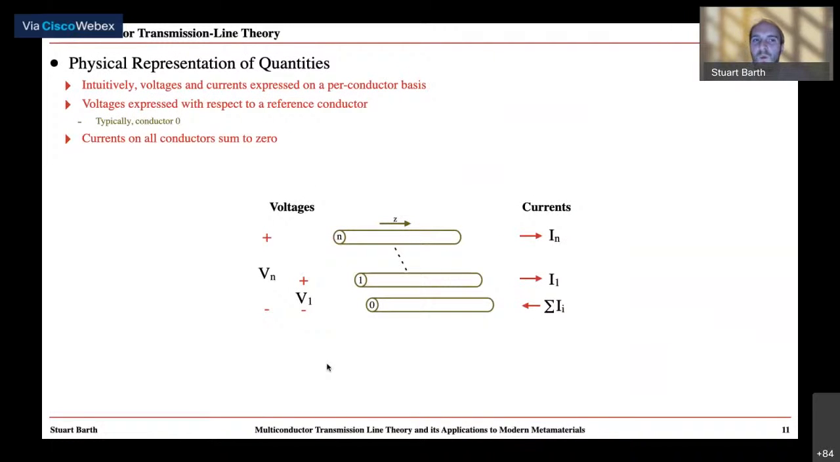So physically, we want to represent quantities in these multiconductor transmission lines intuitively as voltages and currents on each conductor, right? That is, we express them on a per conductor basis. So the voltages are typically expressed, which we typically number as 0, right? And the currents on all the conductors sum to 0. That's a requirement of transmission line modes. So in this way, we can describe the currents and voltages on each conductor with respect to the reference, which is always assumed to be carrying the balance of currents.